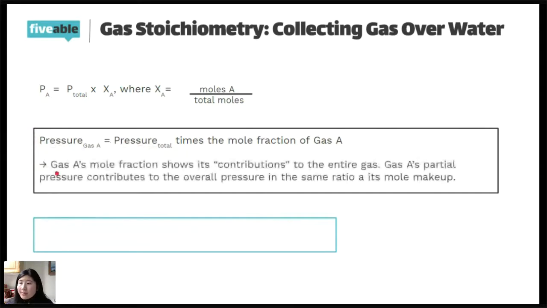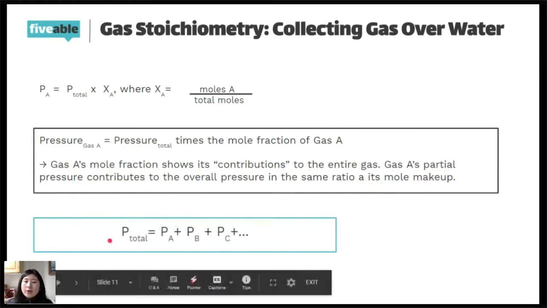All right, so that means that gas A's mole fraction shows its contribution to the entire gas. So gas A's partial pressure contributes to overall pressure in the same ratio as its mole makeup. This is called Dalton's law of partial pressures. It is P total equals P_A plus P_B plus P_C. A, B, and C represent three different types of gases. So it could go on.